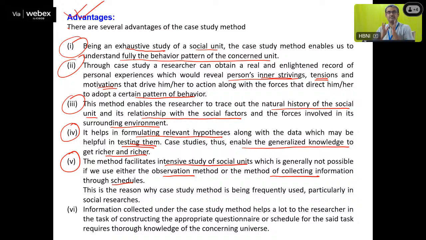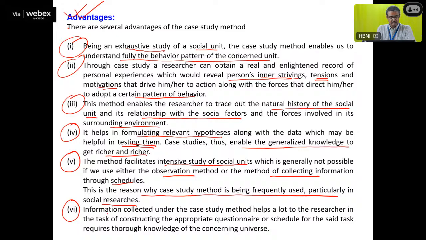You can understand because we understood what observation or schedules are. With schedules, you can send questionnaires and then get the replies. But if you do a case study with an institution directly, then your data are more rigorous, right? This is the reason why case studies are frequently used, particularly in social researches, right? So this part we have understood in detail.